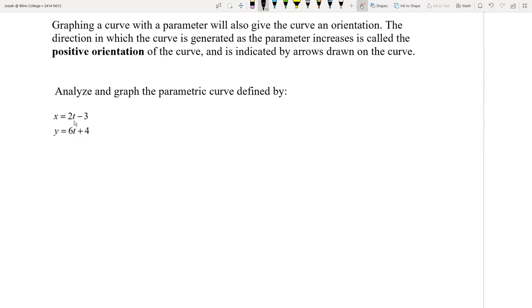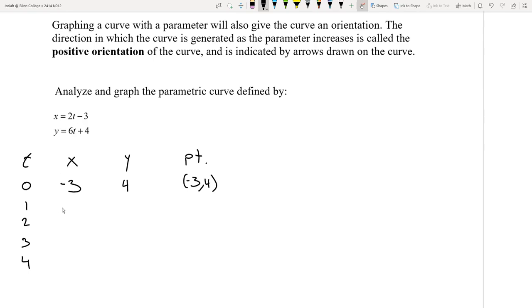Here our x's are given by this particular equation, and our y's by this one. The best way of doing this is a modified t-chart. We'll do t values, x values, y values, and then points. We'll plug in a couple of t's and see what they give us. First off, when t is 0, we get -3 and 4, so our point is -3, 4.